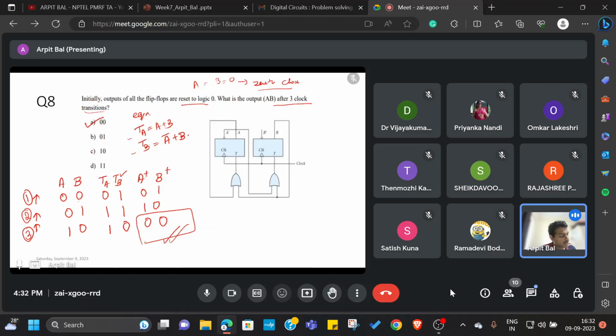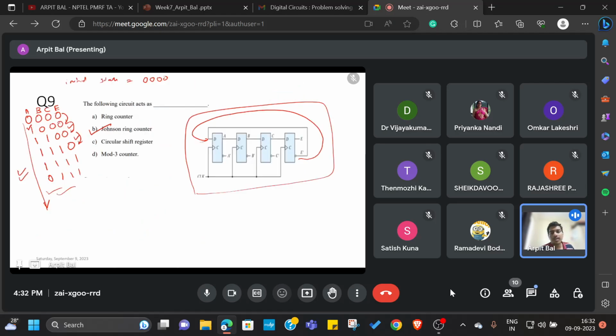For the next circuit, we have to figure out what the output is after 3 clock transitions. We are already given the reset state, and then we figure out the equations. Then we construct the table, and from this table we construct the terminal output after 3 clock cycles.